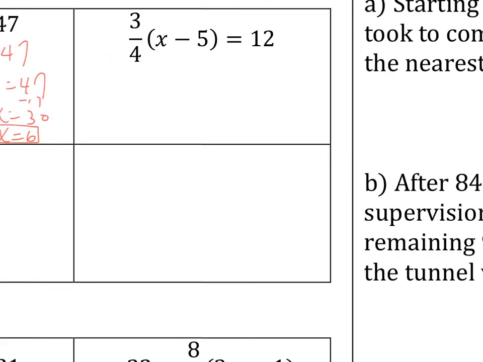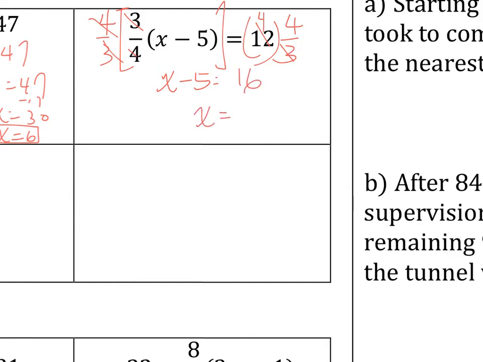For this problem, I wouldn't use the distributive property, so I'm going to change this one, and I'm going to multiply both sides by the reciprocal of 3/4 to keep my equation balanced. Simplify this side of the equation to get 16. X would equal to 21.